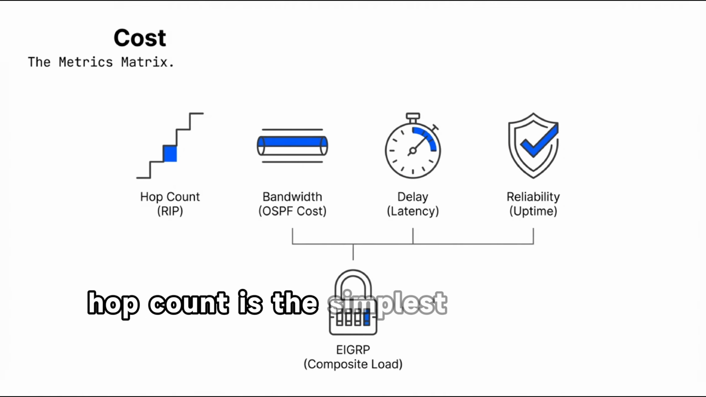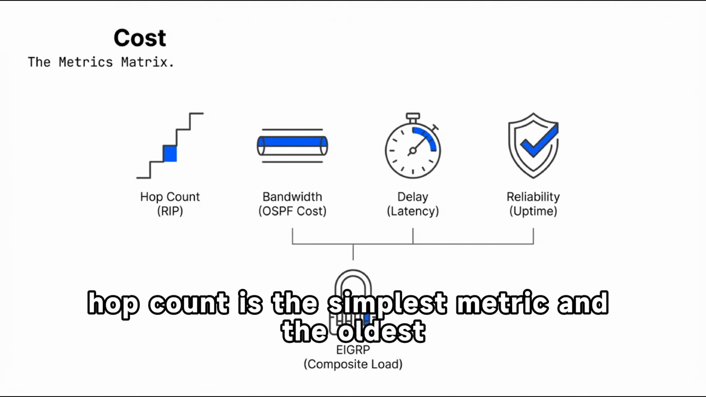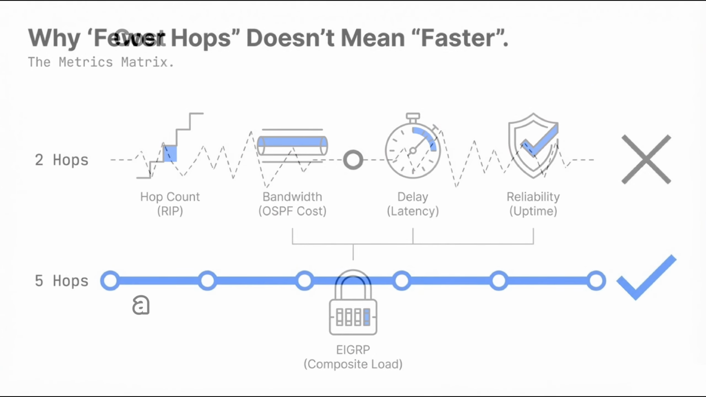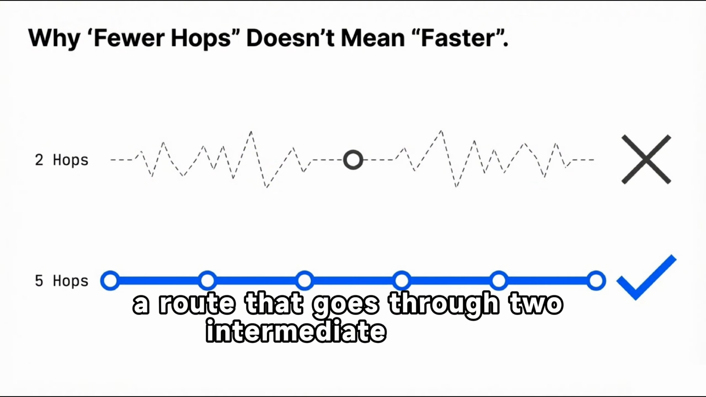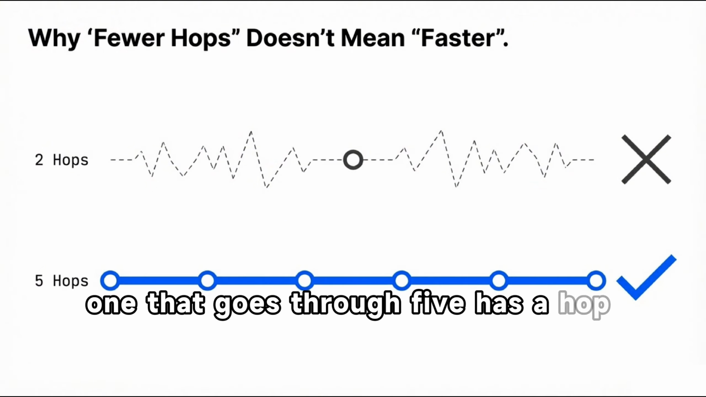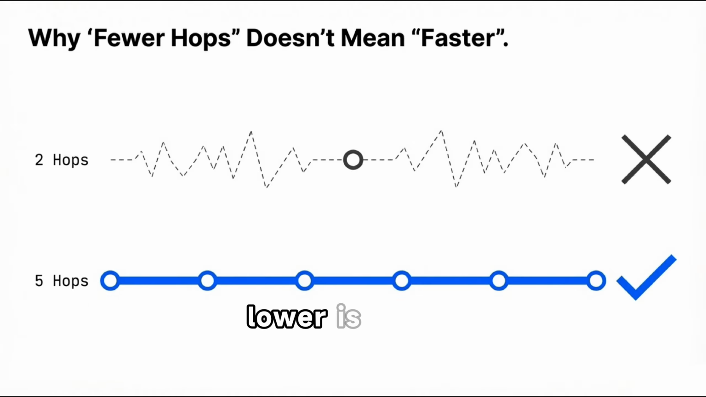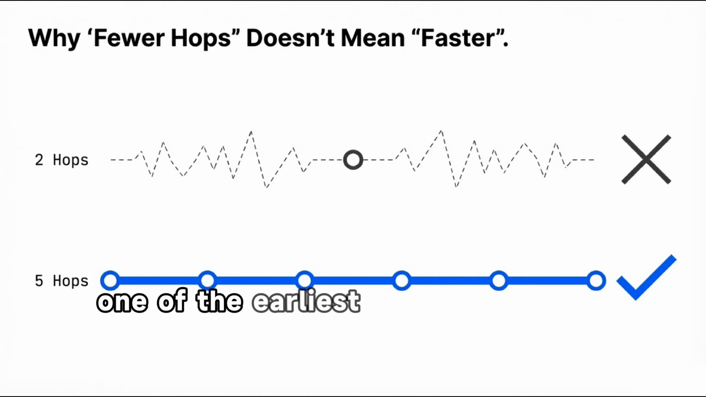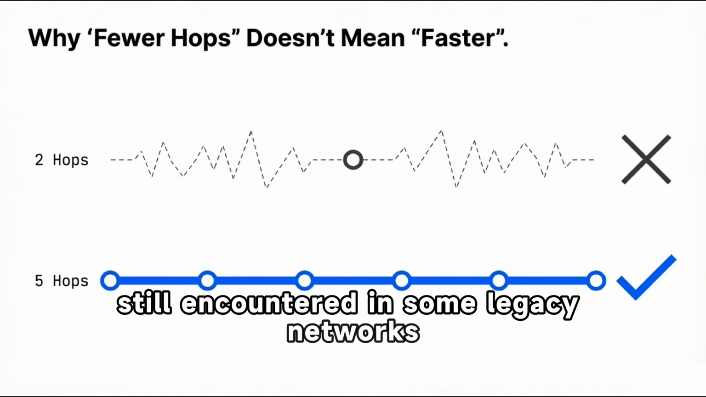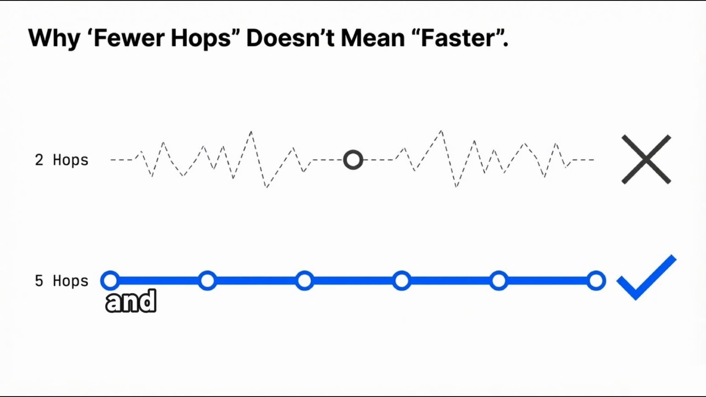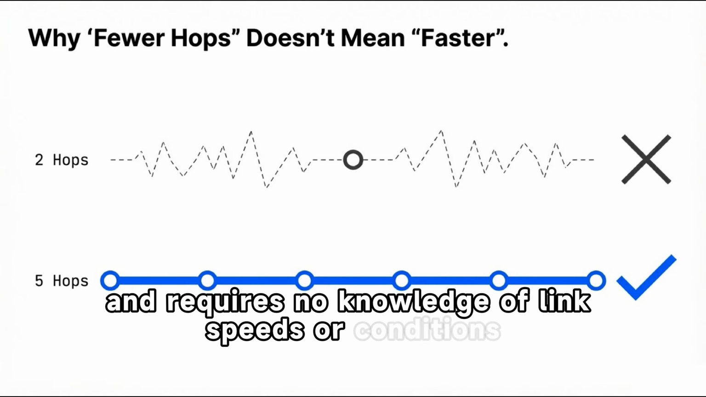Hop count is the simplest metric and the oldest. It counts how many routers a packet has to pass through to reach the destination. A route that goes through 2 intermediate routers has a hop count of 2. One that goes through 5 has a hop count of 5. Lower is better. The routing protocol RIP, one of the earliest dynamic routing protocols, still encountered in some legacy networks, uses hop count exclusively. Hop count is simple to calculate and requires no knowledge of link speeds or conditions.